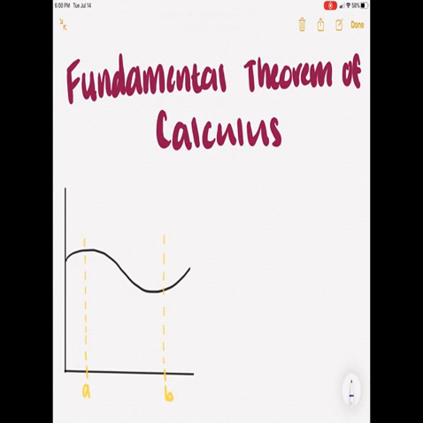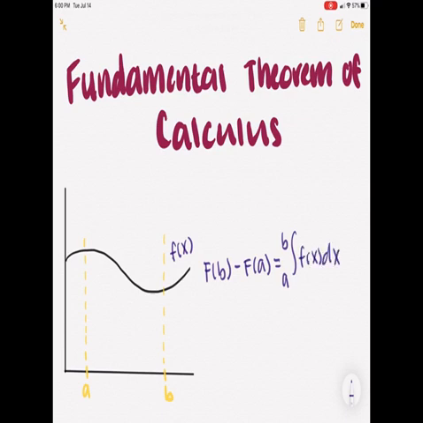So what is the fundamental theorem of calculus? Well, there are two parts, and the first fundamental theorem of calculus says that if we have some function, f of x, that is defined on the closed interval and is differentiable on that closed interval, then we can say that capital F of b minus capital F of a is equal to the integral from a to b f of x dx.